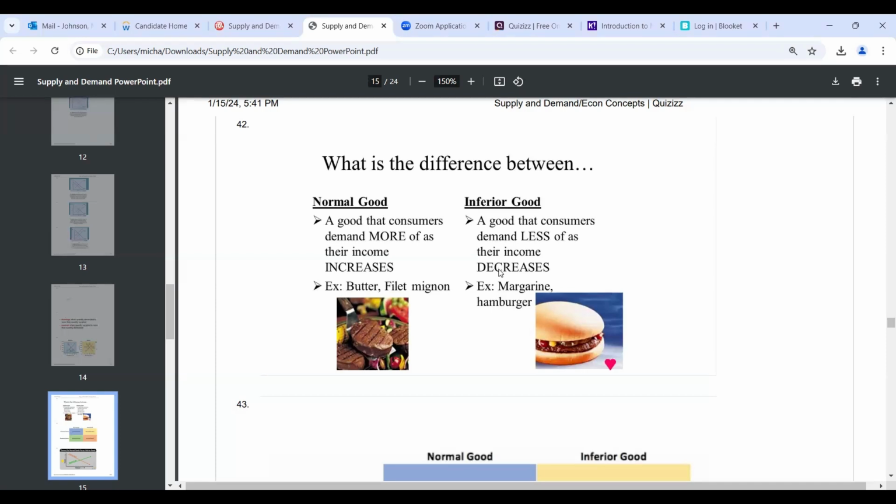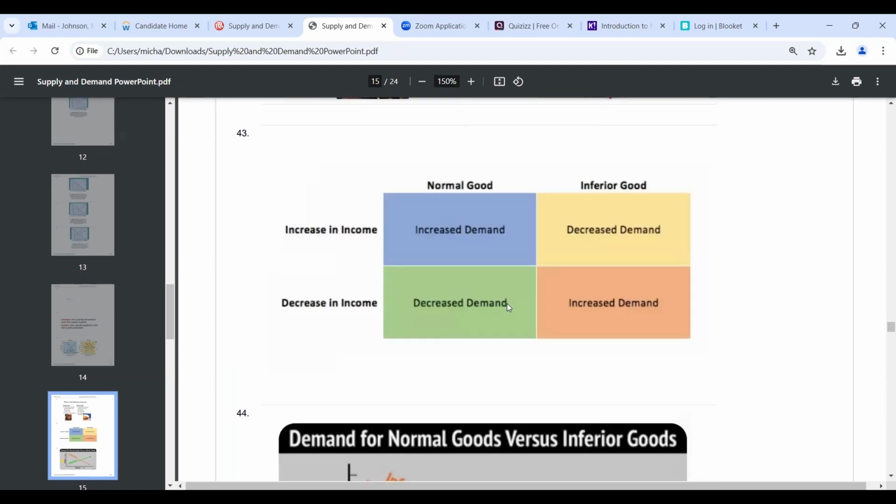The reason it's like this is that something like a filet mignon would cost significantly more than a hamburger. So if your income goes up, you're probably more likely to buy a filet mignon, while if your income goes down, you're more likely to buy a hamburger in comparison to filet mignon, right? On average, that's usually what happens. So if your income goes up, you're more likely to buy more normal goods, while if your income goes down, you're more likely to buy more inferior goods just to save money because your income went down.